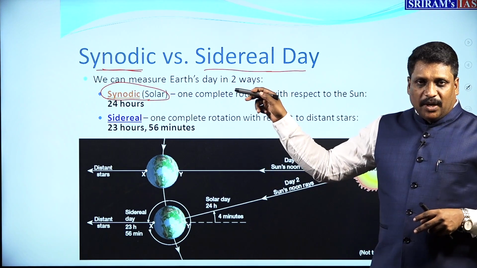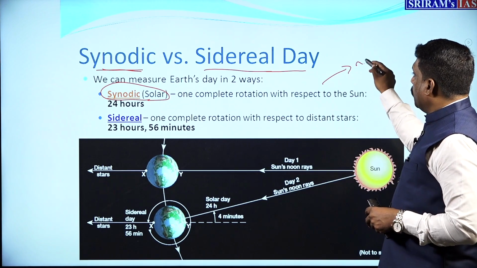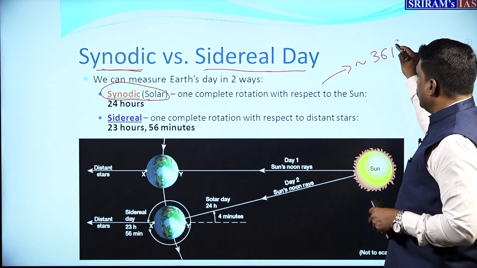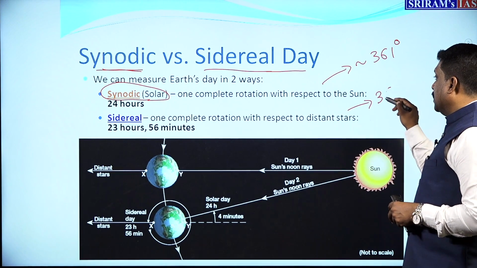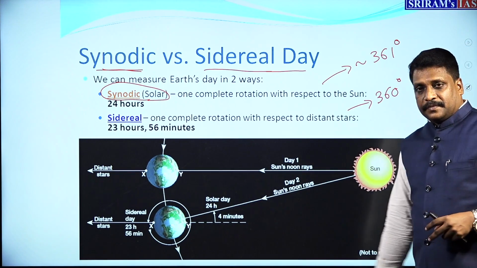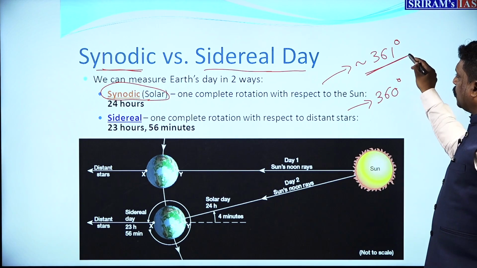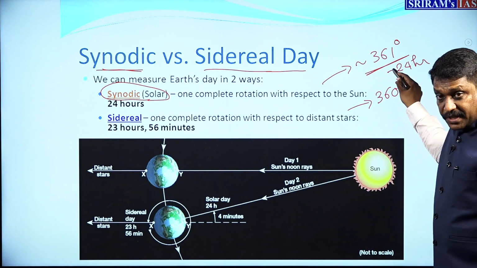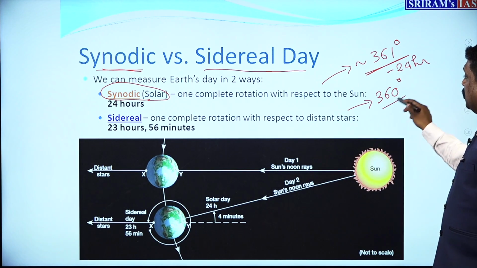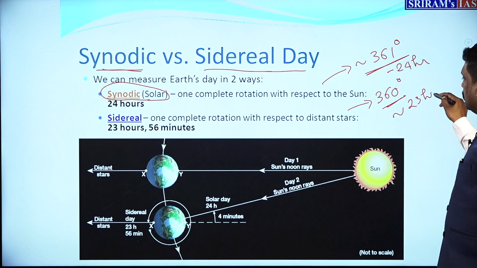Somewhere for completing one rotation with respect to Sun, as I already told you, Earth approximately takes 361 degrees. Sidereal, Earth exactly takes 360 degrees of rotation. And of course, this 361 degree approximate rotation, how many hours does it take? Precisely 24 hours, precisely. And 360 degrees of rotation approximately takes 23 hours and 56 minutes, right?